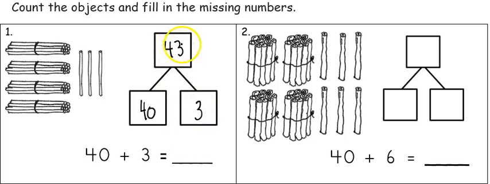So my number bond shows me the number 43 is made up of 40 and 3. And the number sentence will match that. 40 plus 3 equals 43.